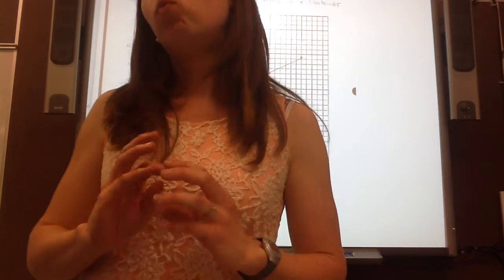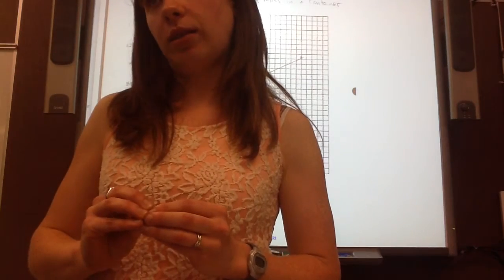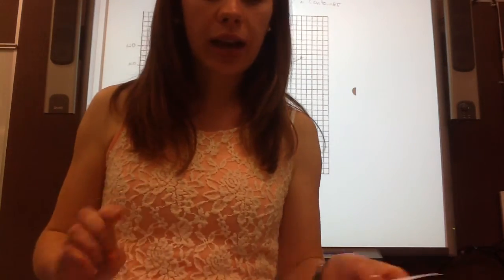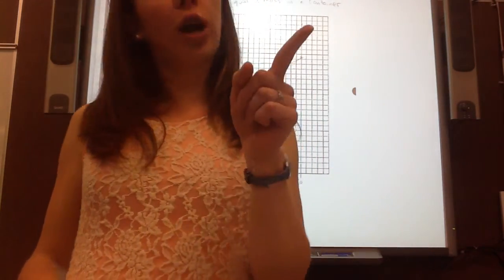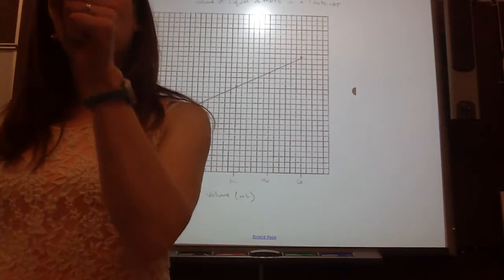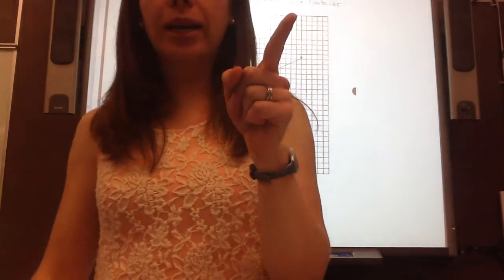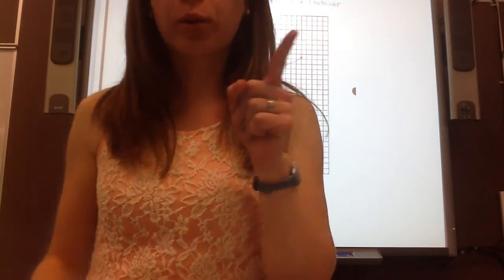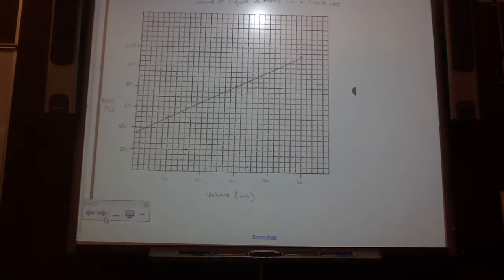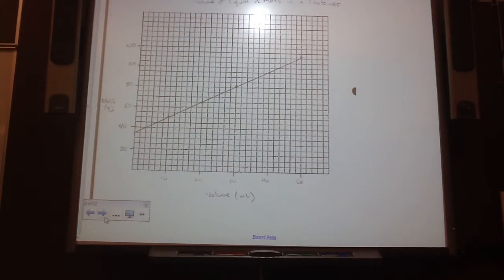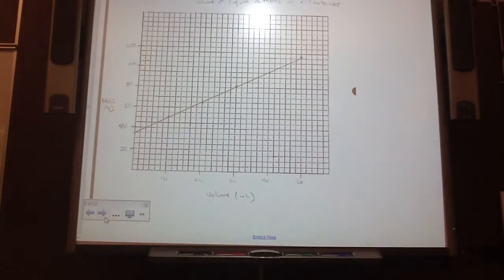Let's try one more before class is done. Let's try doing the next one together. How about you try picking which one is the X and which one is the Y? Read the experiment carefully to see what they are changing and what they're reading or measuring. And ask me if you want some help with it.